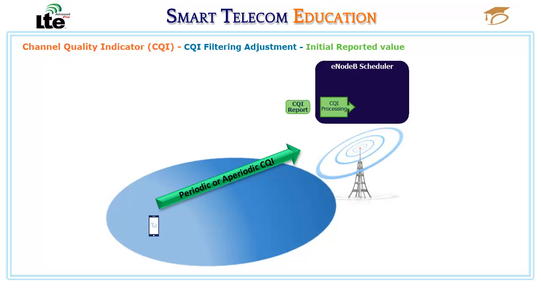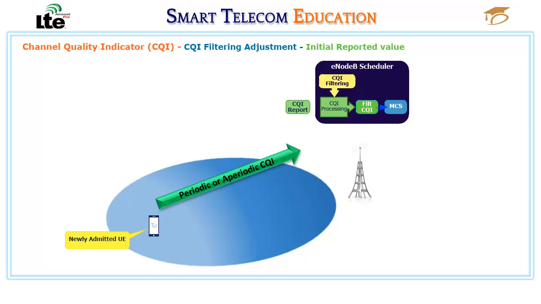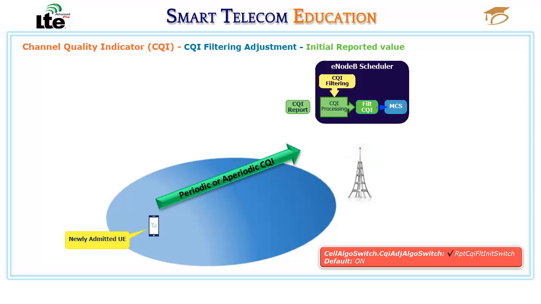To improve the quality of service, the CQI prediction scheme for LTE is performed using the CQI filtering adjustment feature. The eNodeB applies filtering to the reported CQIs. The initial filtered value of the CQIs reported by a newly admitted UE is determined by the reported CQI filtering initial switch option of the CqiAdjustAlgoSwitch parameter. This function does not take effect for UEs running services with QCI 1.